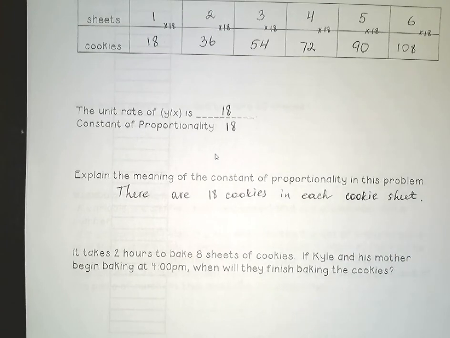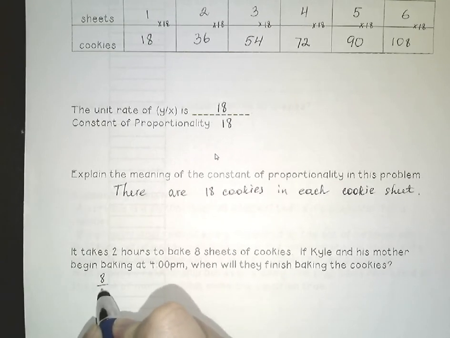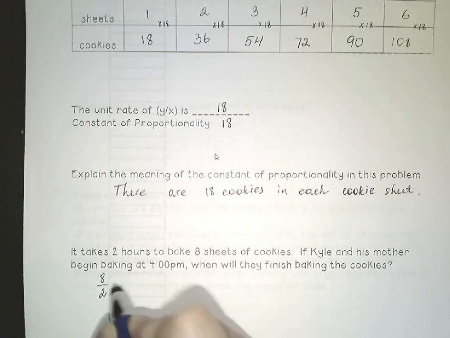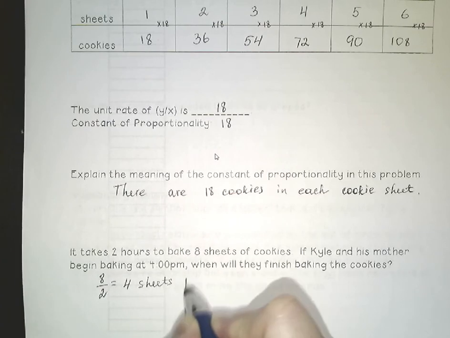Okay. All right. So it takes 2 hours to bake 8 sheets of cookies. If Kyle and his mother begin baking at 4 p.m., when will they finish baking the cookies? Okay, so it takes 2 hours to bake 8 sheets. So it should take 1 hour for 4 sheets, right? Because we have 8 and we have 2 hours, so it's 4 sheets per hour.